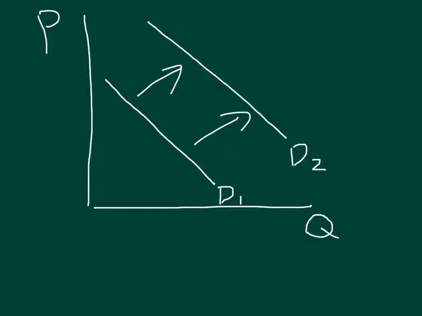People speak of shifting demand curves. For instance, in this case, we shift from D1 to D2. That is an outward shift of the demand curve. What things can shift demand curves? Well, one thing is advertising.